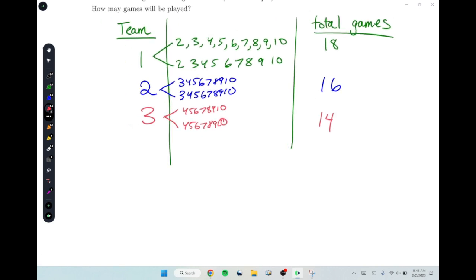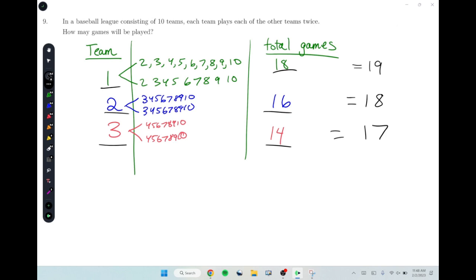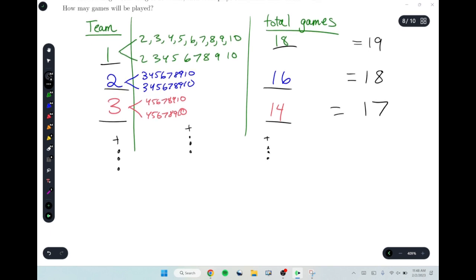And you know what this problem just turned into? The problem we did at the very beginning of the day. Because what's 18 plus 1? What's 16 plus 2? What's 14 plus 3? Oh, shoot. See what's about to happen here? How many total games do we need to add up? 19 plus 18 plus 17 plus dot, dot, dot, and let's work our way all the way down.